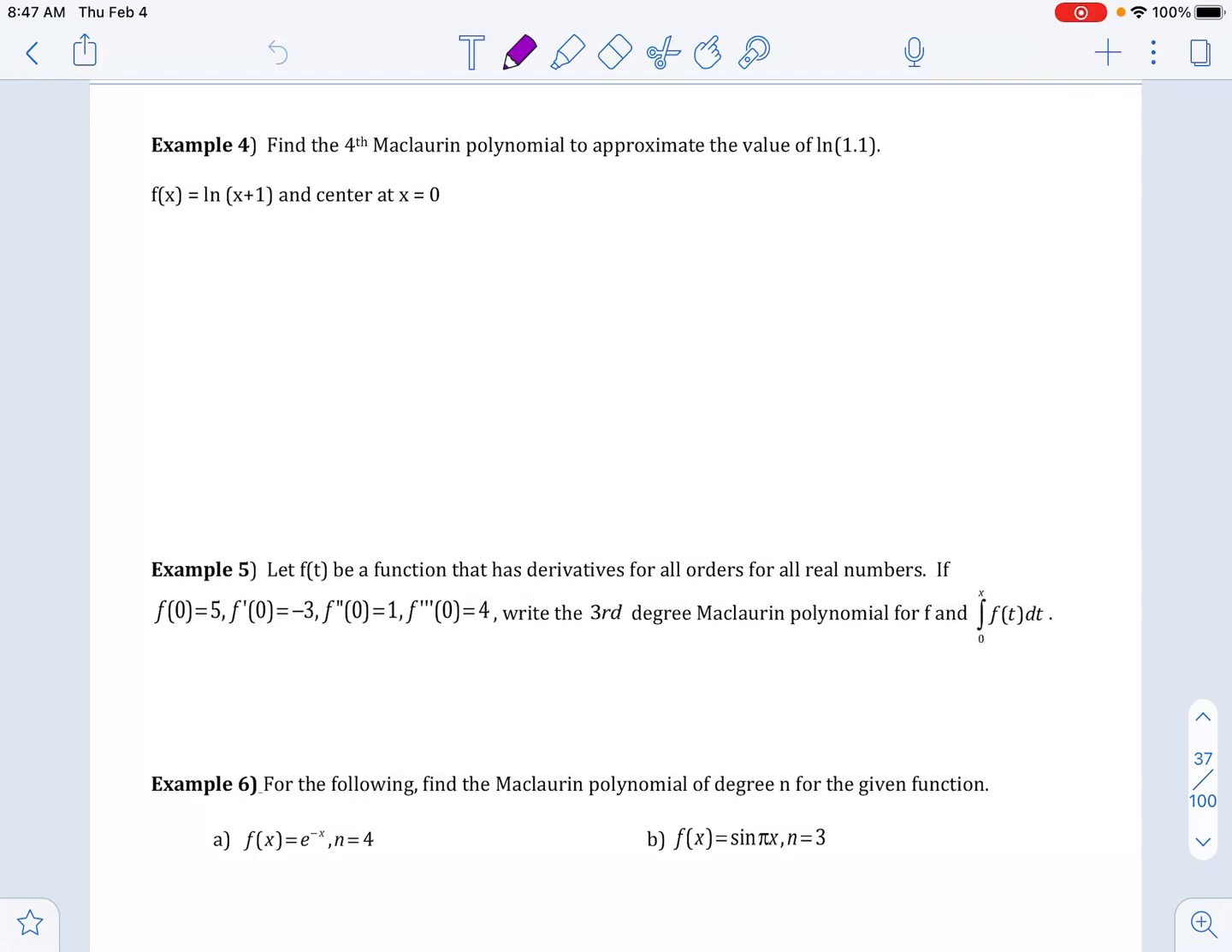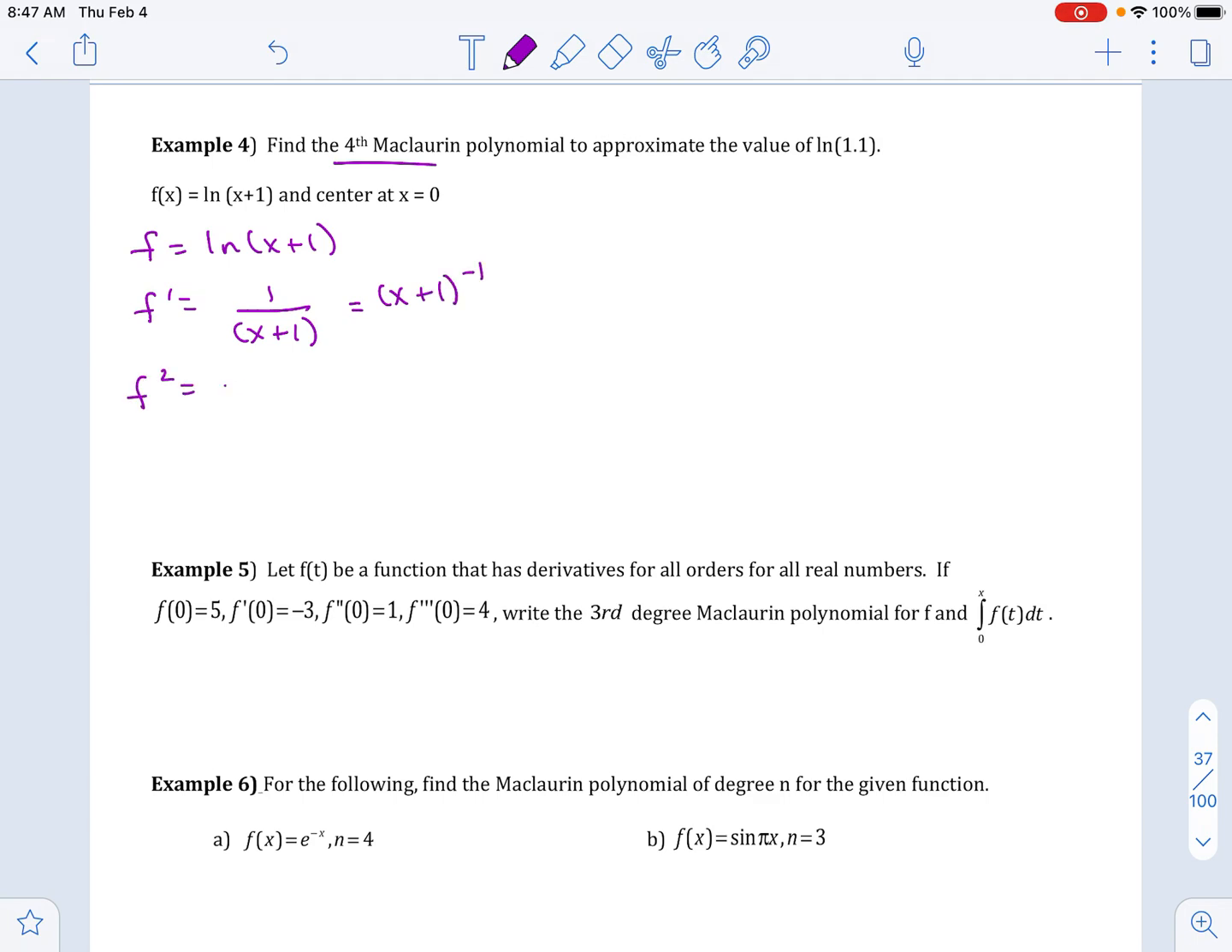We want to find the fourth degree Maclaurin polynomial, and we're going to use it to approximate natural log of 1.1. So if we want a fourth degree, that means we need to get to the fourth derivative. So I'm going to go ahead and just rewrite the original function here, and let's come up with our first four derivatives. So this would be 1 over x plus 1. Now, when you're taking the derivatives, I would think of it like x plus 1 to the negative 1.